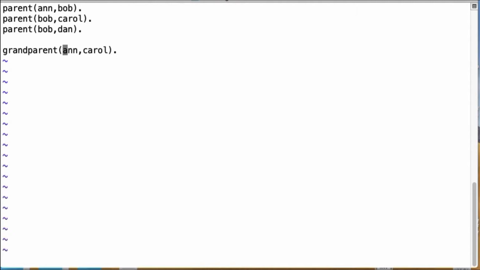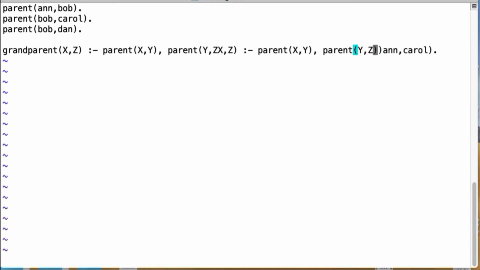Can it be a bit more succinct? The grandparent relationship does not really depend on the instance level, right? So what is the general thing that we say? If you know that X is a parent of Y and Y is a parent of Z, what can you say about X and Z? X is a grandparent of Z, right? So that's what we want to write. So let's say grandparent(X,Z) :- parent(X,Y), parent(Y,Z). Okay.